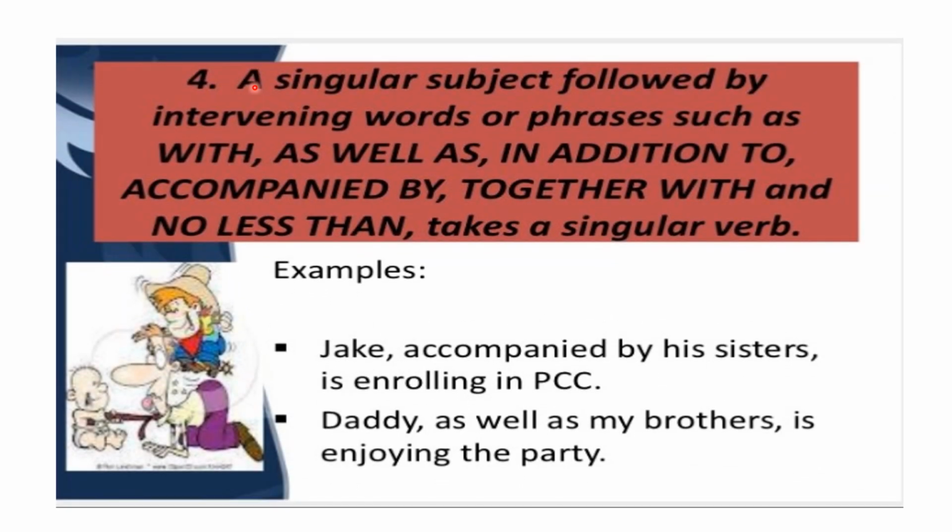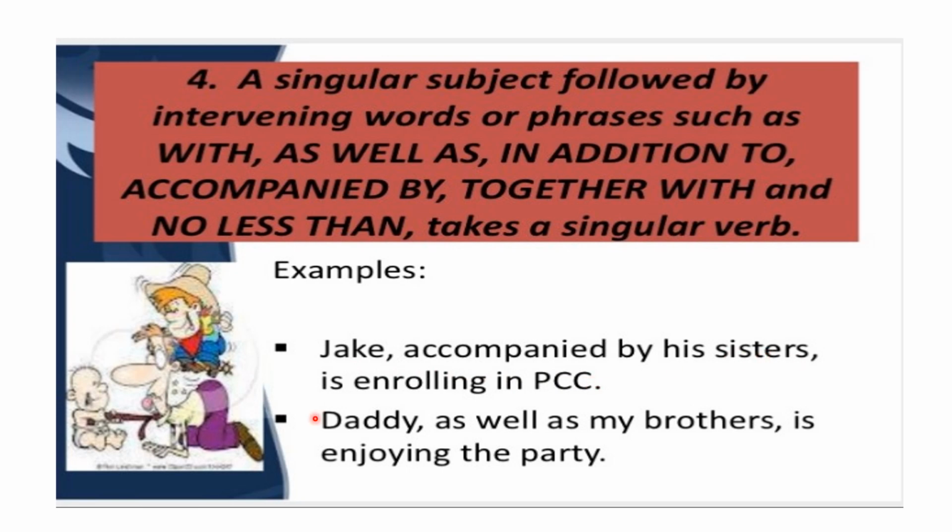A singular subject followed by intervening words or phrases such as with, as well as, in addition to, accompanied by, together with, and no less than takes a singular verb. Let us understand this rule with the help of the following examples. Jake, accompanied by his sisters, is enrolling in PCC. So this is a singular subject, Jake, followed by this phrase, accompanied by his sisters. So you will use the singular verb is, because it is Jake is enrolling in PCC.